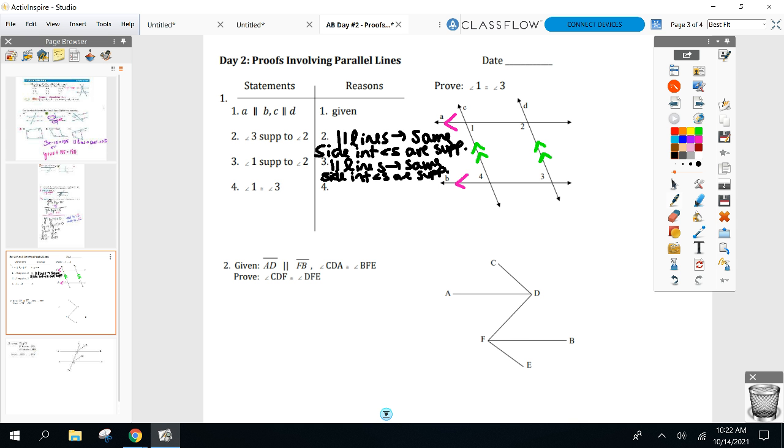Take a look. Everyone, if you don't follow, look at steps 2 and 3. You told me 1 and 3 are both supplementary to what? What's angles 1 and 3 both supplementary to? Angle 2. The same angle, aren't they? So from last unit, that makes them congruent. Yep.